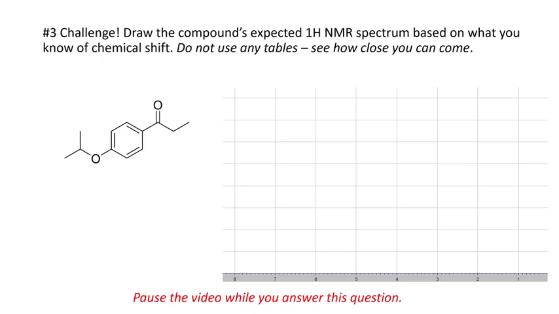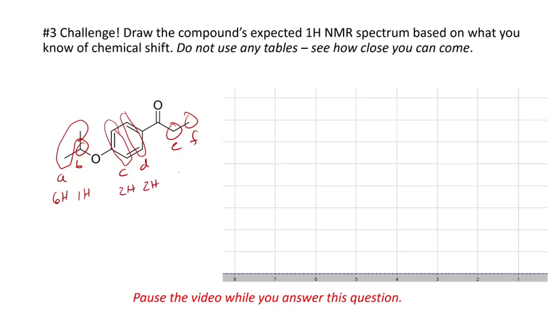Okay, here we go. First of all, I'm going to find the groups again. This time I'm not going to draw the H's. We're going to expect 1, 2, 3, 4, 5, 6 groups again. Okay, starting with A, we have 6H, B is 1H, C is 2H, D is 2H, E is 2H, and F is 3H.